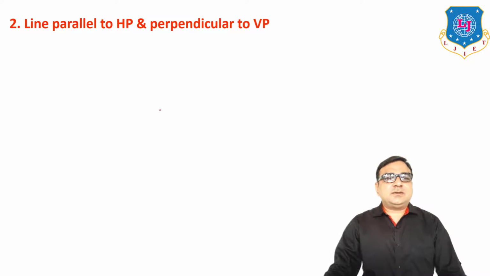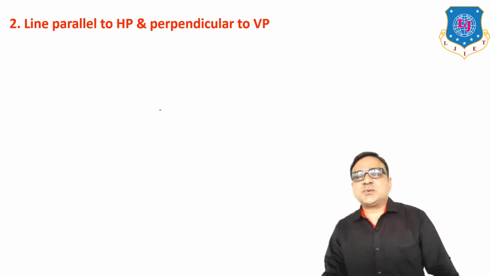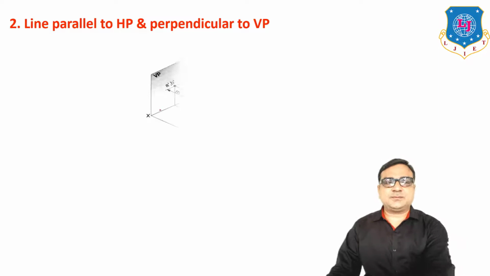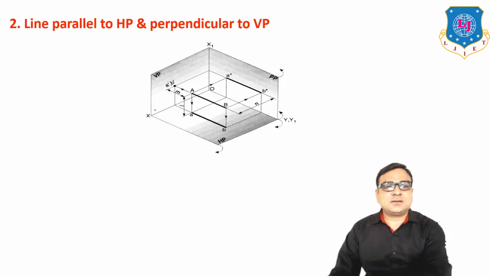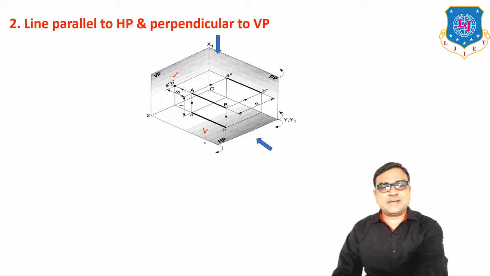Now, the second case, when the line is parallel to HP and perpendicular to VP. Here, this is the position for front view. If the line is perpendicular to VP, the front view is a point A dash B dash, and the top view of line AB on the horizontal plane is small ab. The length of small ab is the true length, and the left hand side view of the line on the profile plane is A double dash B double dash.